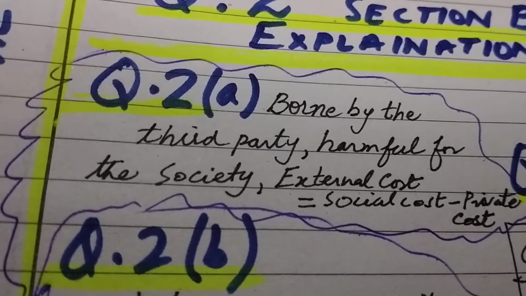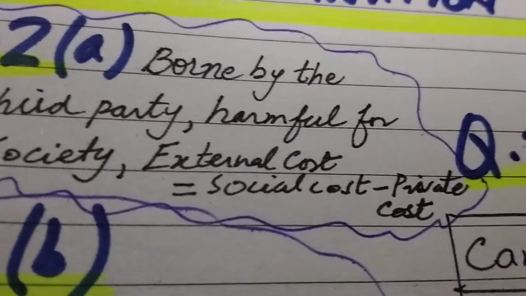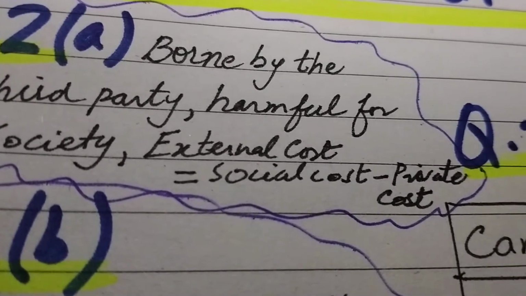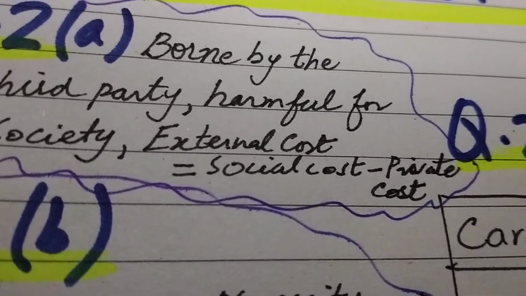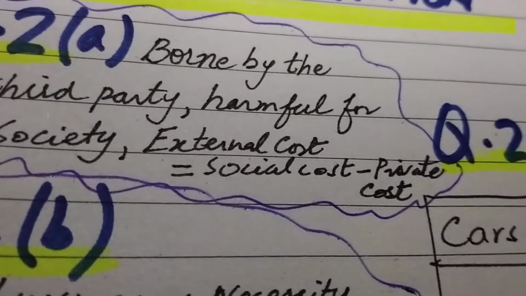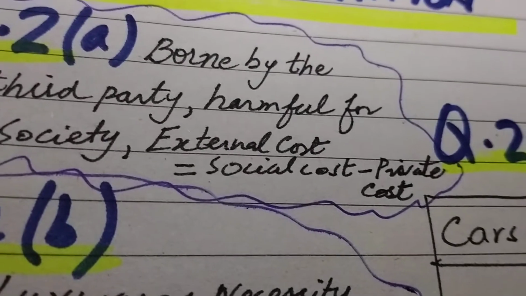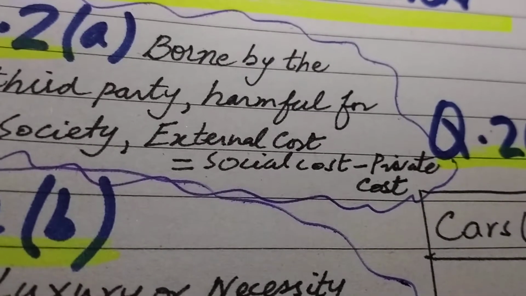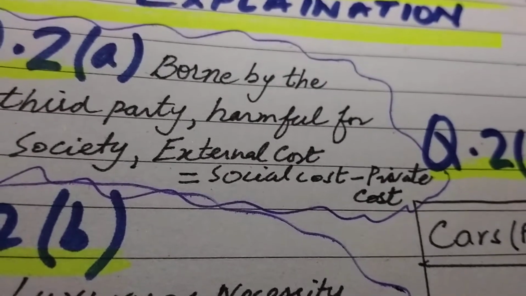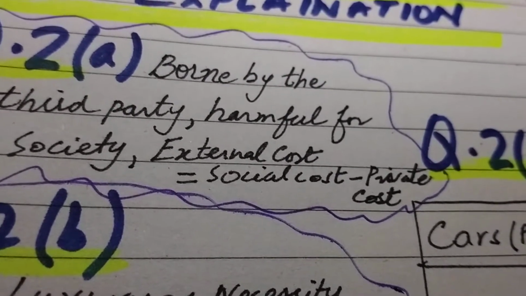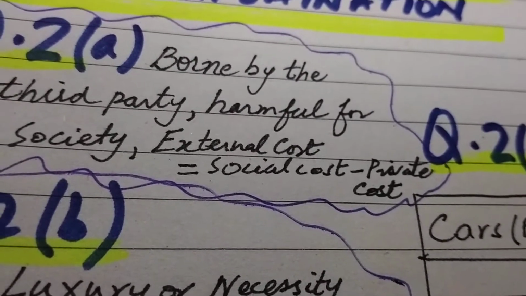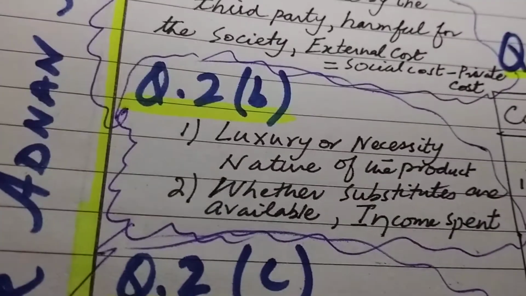Another point which you can give in a 2-mark answer, external cost is equal to the social cost minus the private cost. This is your formula for external cost. Basically, we say that social cost is equal to the external cost plus the private cost. And it is good to know that the private cost basically is the cost which is borne by the producer himself or the people involved in the process of production.